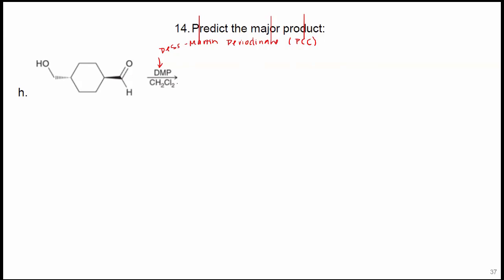So this one is a milder reagent. It's going to do nothing to the aldehyde. And we're just going to oxidize this alcohol to the aldehyde. So that will be our product right there. Questions on that one?